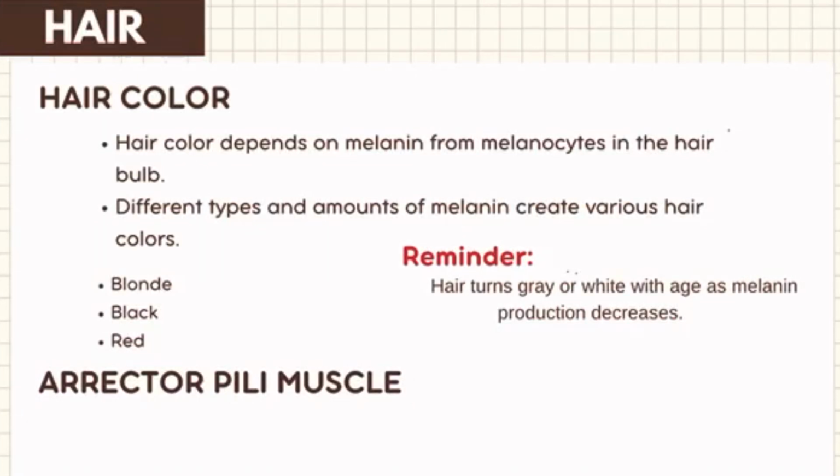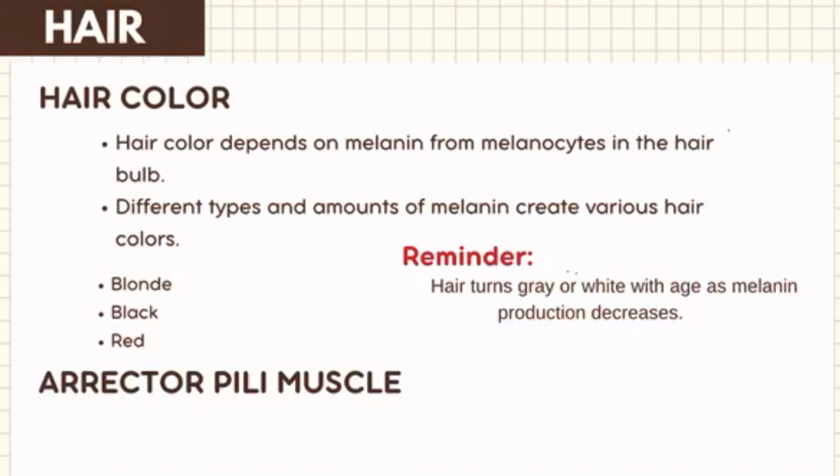Next is hair color. Hair color depends on melanin from melanocytes in the hair bulb, and different types and amounts of melanin create various hair colors, which are the blonde, the black, and the red.